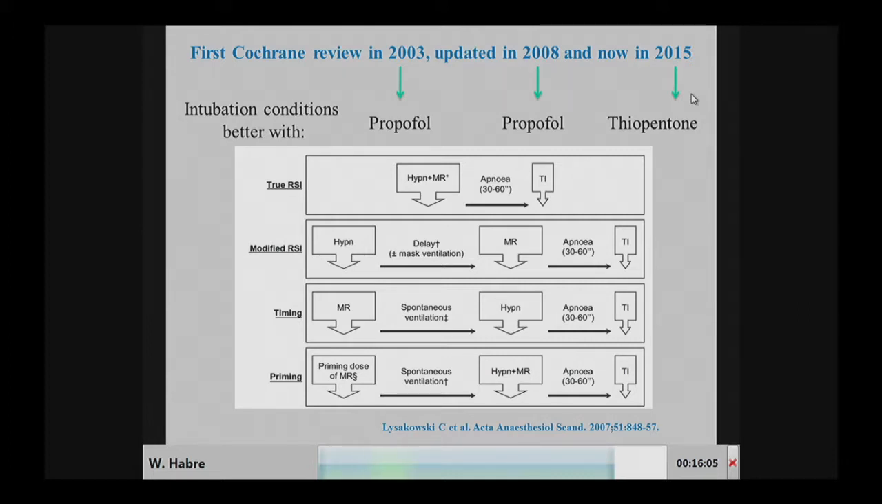When you use rapid sequence induction, the true rapid sequence induction is when you give the hypnotic and the myorelaxant, you wait 60 seconds and you intubate. But most of the studies do either modified rapid sequence induction, or different timing of giving the myorelaxant, or priming with the myorelaxant, and this is where all the heterogeneity comes from, and today we don't have enough data on this.